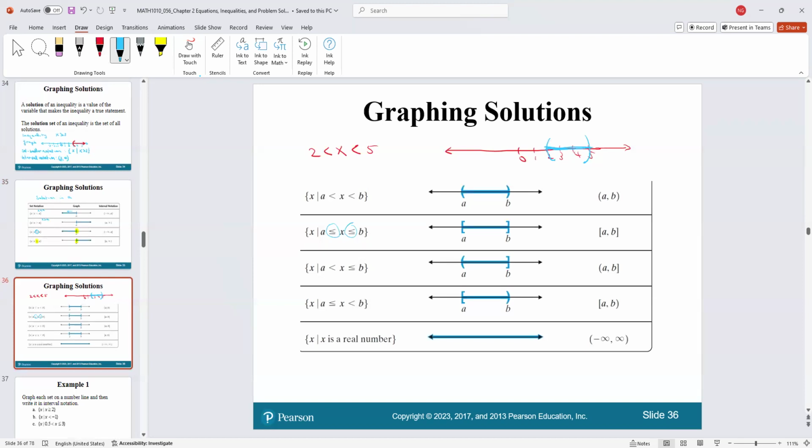So you see different ways of expressing or presenting the solutions. We can use set builder notation, we can use a graph, or we can use interval notation. Three different ways of presenting the exact same solutions.